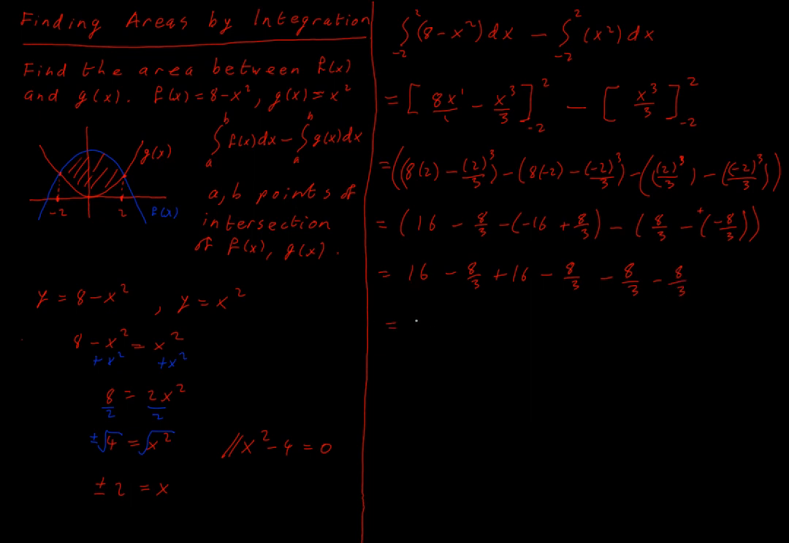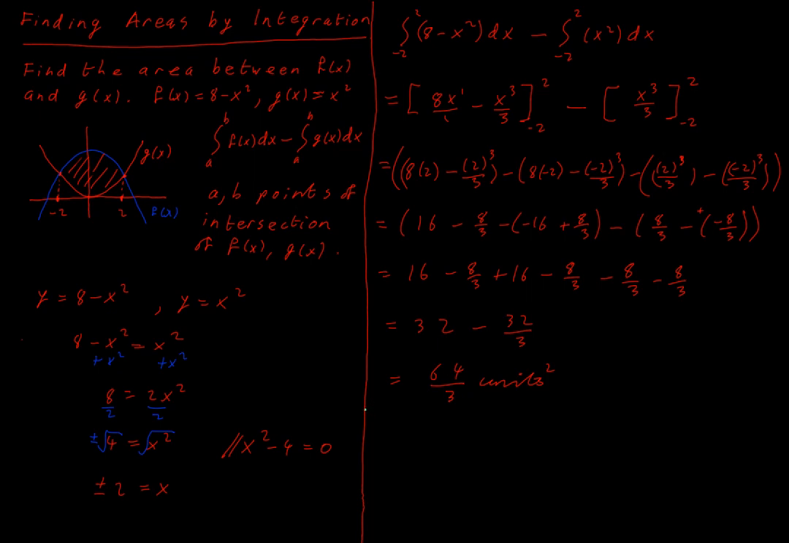Is 32. And that's 4 eighths, 32 as well. So minus 32 all over 3 is going to be, 3, that would be 96. Yeah, 64 all over 3 units squared. And that is how we can work through finding the area between curves.